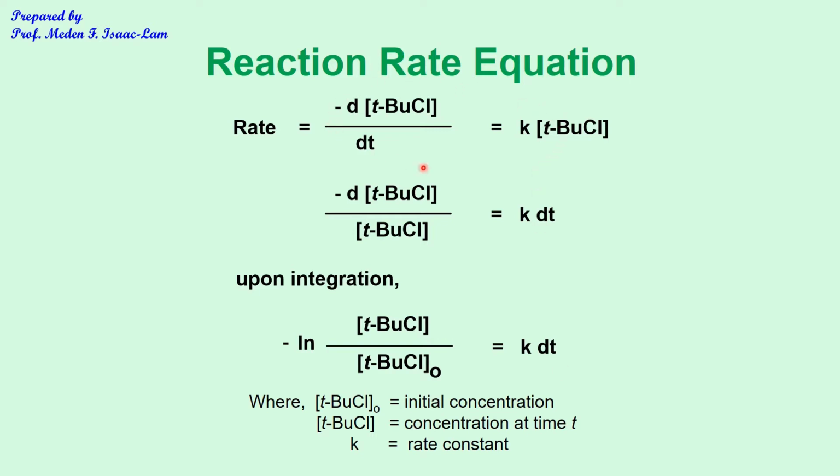Rearranging this equation gives you this equation. Putting the concentration of tert-butyl chloride in the denominator and putting dt, or change in time, on the right side gives you this equation. Upon integration, this equation gives you minus ln of tert-butyl chloride concentration at time t over the initial concentration of tert-butyl chloride equals the rate constant k times the change in time.